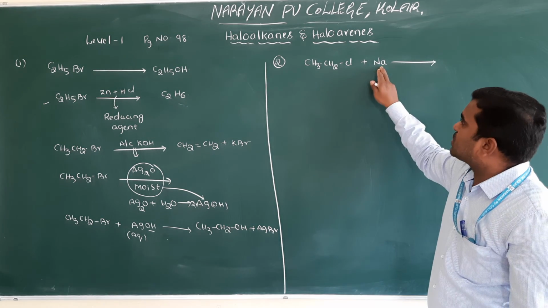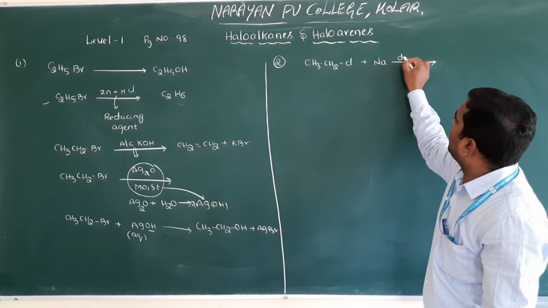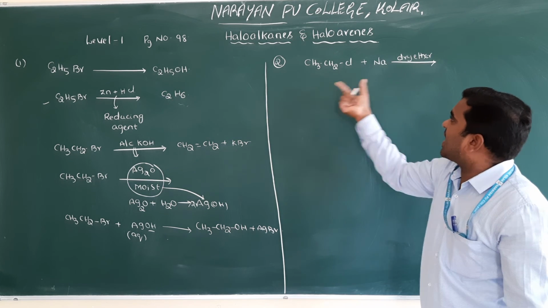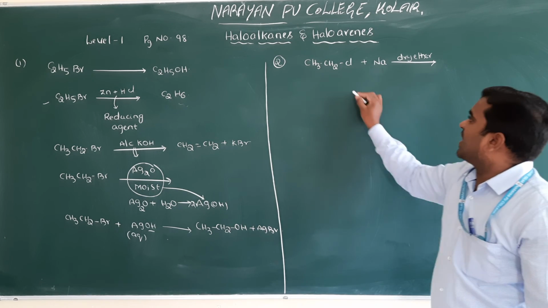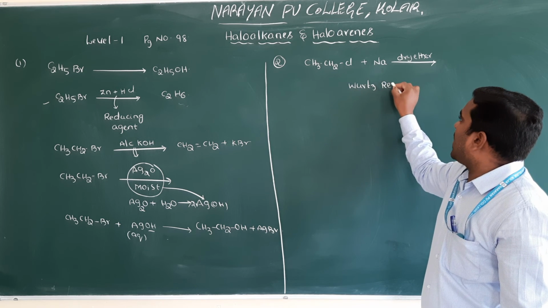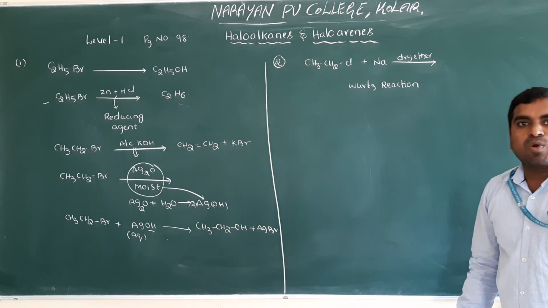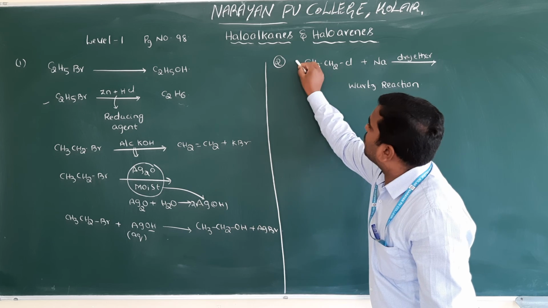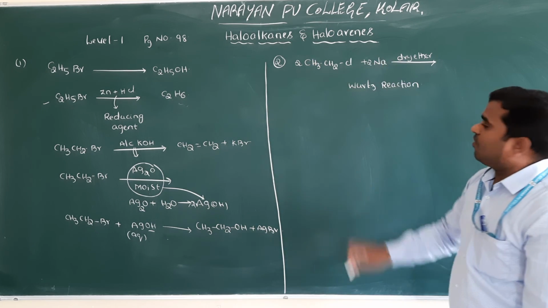Alkyl halides and sodium, what is the reaction there? Wurtz reaction. They have not given dry ether here, but no problem, whenever alkyl halide is treated with sodium, you know that it is a Wurtz reaction. In the Wurtz reaction, the products we get are alkanes. How many moles do we have to take here? 2 moles of alkyl halide and 2 moles of sodium.